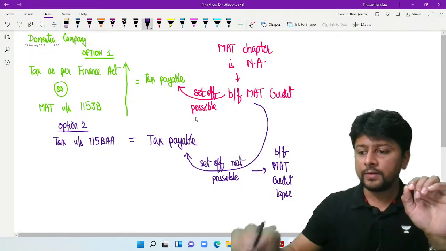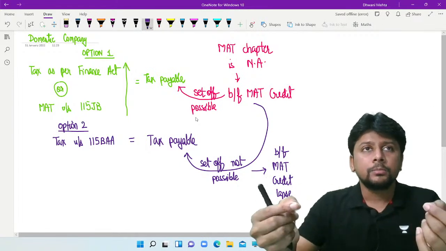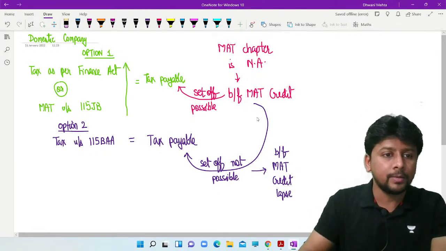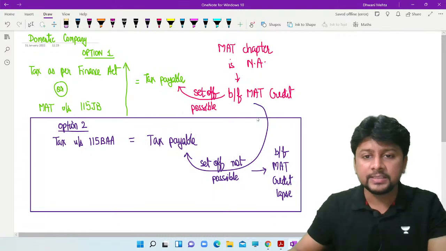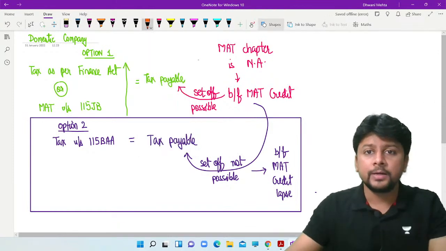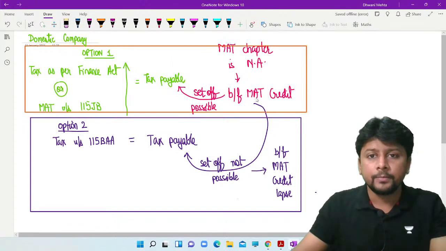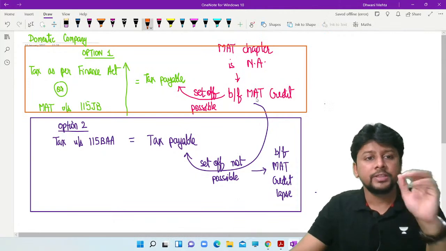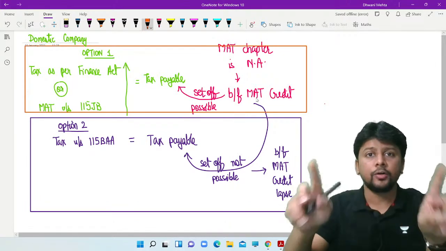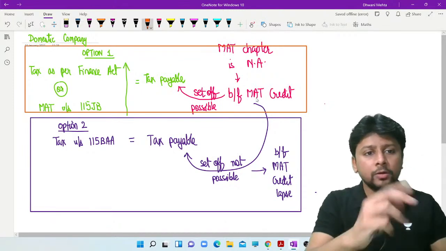So you have to be very crystal clear here. If your client comes to you asking for advice as to whether he should go for the second option of 115BAA, you have to ask him if he has any brought forward MAT credit. Because if he does, that brought forward MAT credit will lapse. So rather than letting it lapse, you could tell the client, do not avail of 115BAA just now. Let your brought forward MAT credit get over in the form of set off. And once you have set off the full brought forward MAT credit, you can switch to 115BAA.